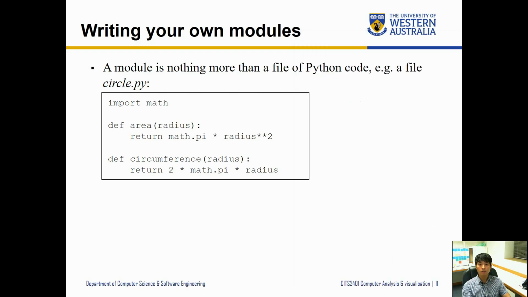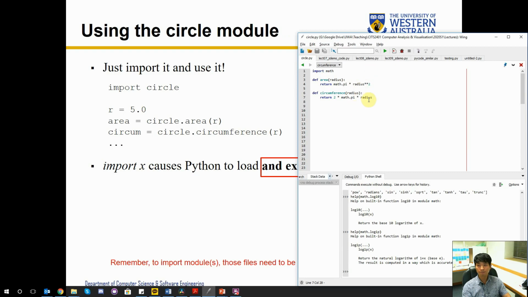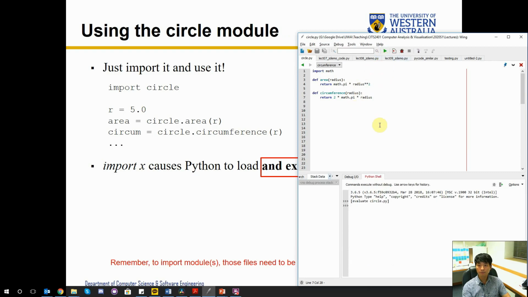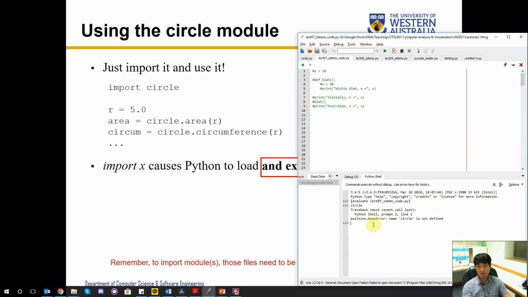Here in my demo code, the demo code and the circle module are in the same place. If I type circle, it hasn't been imported yet, but I can go import circle. Because it's in the same folder, it's not going to have a problem importing it, so there's no error. Now if I type circle, it tells me that this is a module, located at this place.